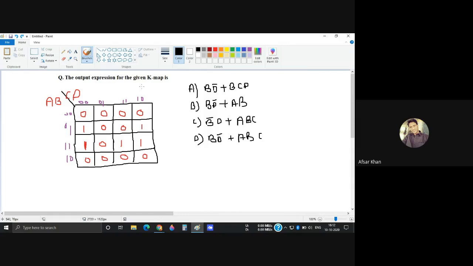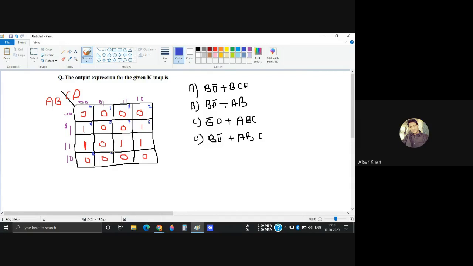Yes, what you have to do? You have to just put the mark number. Okay, you have to put the numbering in this. So the numbering, suppose here we can write 0, 1, 3, 2. Just draw this K map. Then 4, 5, 7, 6. Solve this quickly.